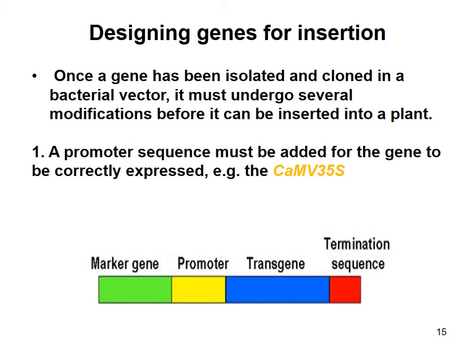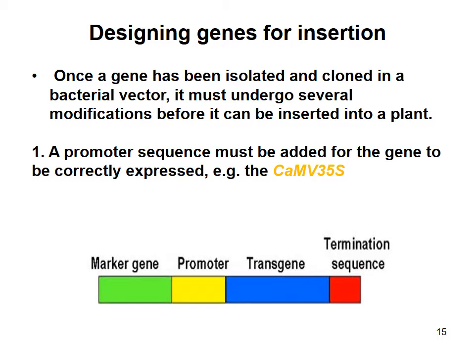The promoter sequence is like an on-off switch that controls when and where in the plant the gene will be expressed. To date, most promoters in transgenic crop varieties have been constitutive promoters. That is, they cause the gene to be expressed or switched on throughout the life cycle of the plant in most tissues. The most commonly used constitutive promoter is the CaMV 35S promoter, or the cauliflower mosaic virus promoter, and this generally results in a high degree of expression in plants.